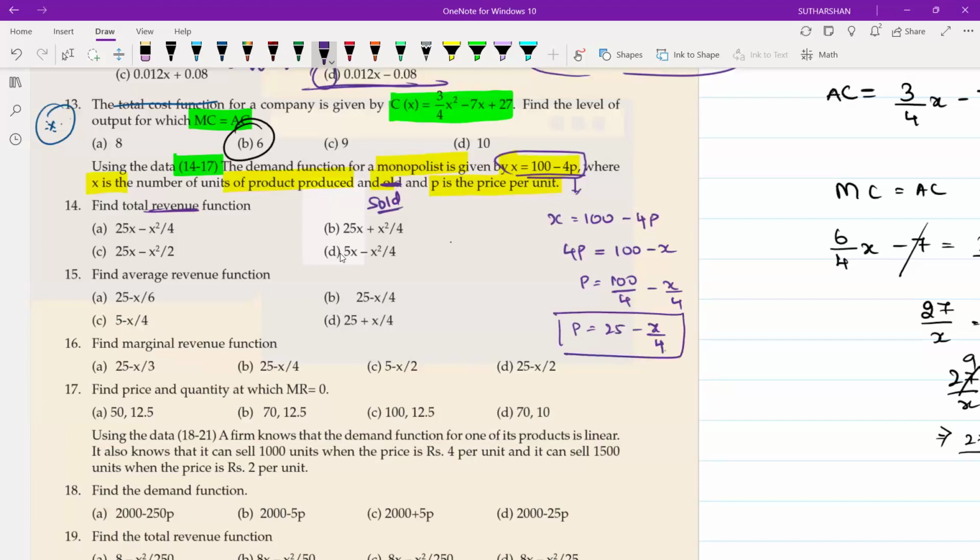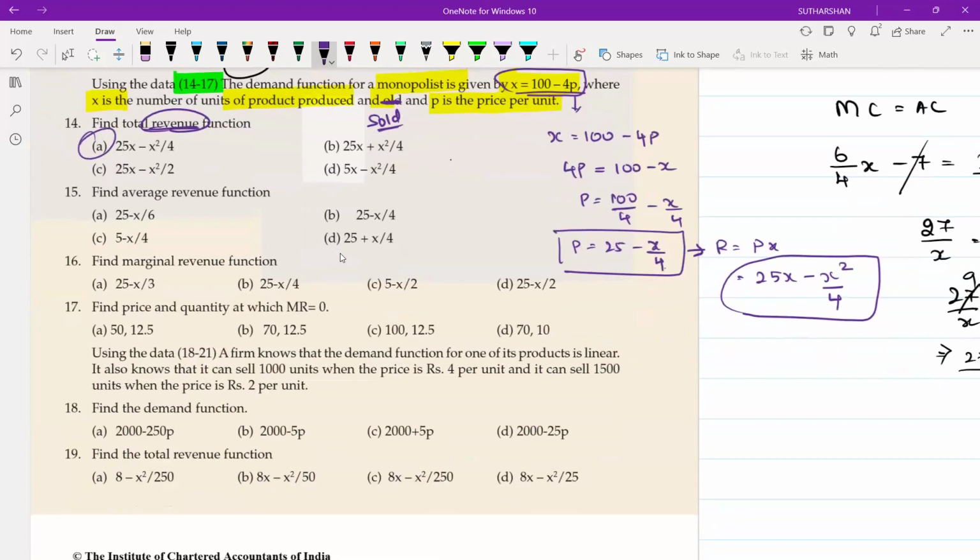So price is given. From that, we need to find total revenue. Price to total revenue, R = P times x. So P into output becomes 25x - x²/4. So what is my option? Yes, sir. Option A is my answer. Then come to question number 15.